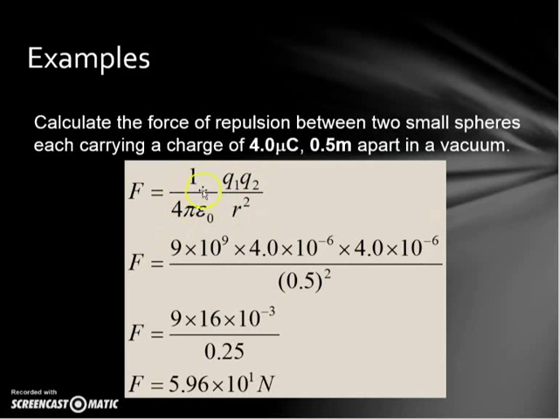Over here, this all turns into 9 times 10 to the 9. So that goes on the top because it's only one number. It ends up being 9 times 10 to the 9 over 1, in which case we put it on the top. So you have to remember that. This value goes on the top. So 9 times 10 to the 9 times the charge, 4 times 10 to the neg 6 because it's microcoulombs for both of them. And our distance is 0.5 meters squared. So remember that we have to do r squared. If we work that out, we get our force here of 5.96 times 10 to the 1 newtons.